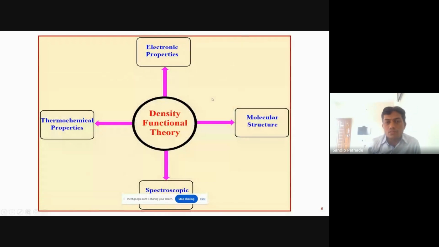We also carried out a density functional study of the synthesized compound using the Gaussian software, because density functional theory is nowadays very crucial for the investigation of the molecular structure of compounds. It is also very crucial for determining various electronic properties, spectroscopic properties, as well as thermodynamic properties of the synthesized compound.